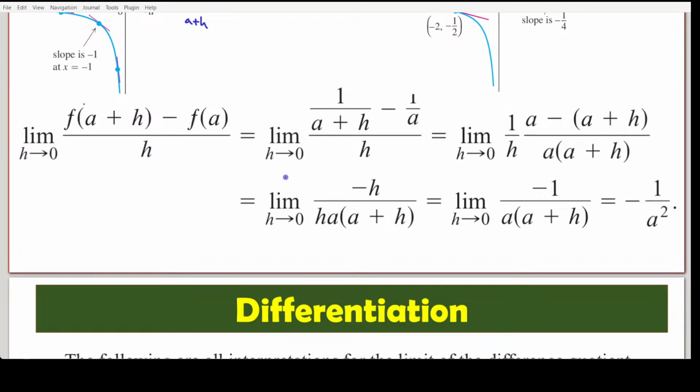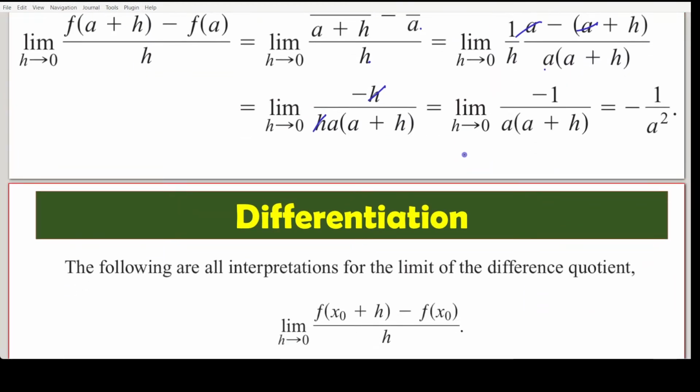Now, what will become of this? This becomes a minus a plus h, right? By h times a plus h. Agreed? Okay, so what will become here? These two will cancel. We will get minus h by h times a plus h. This h and this h will also cancel. We'll be left with minus 1 by a times a plus h. Right, this limit will still continue.